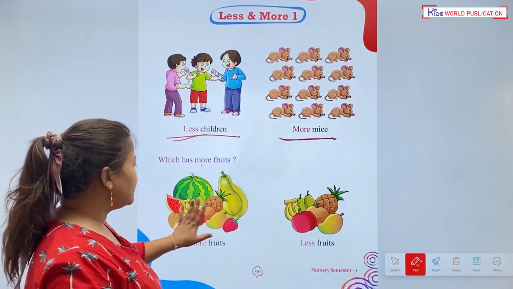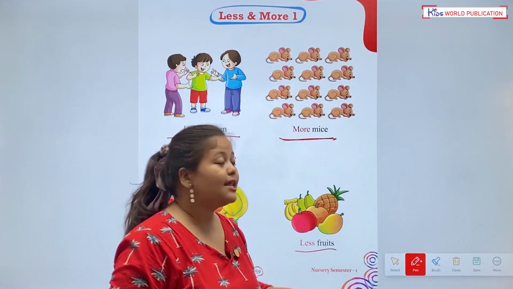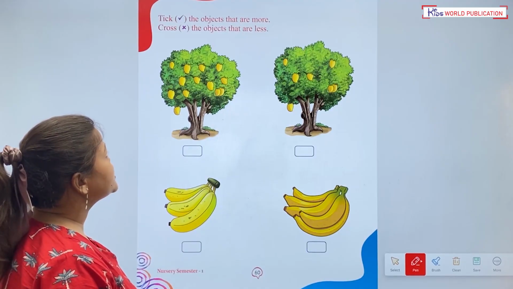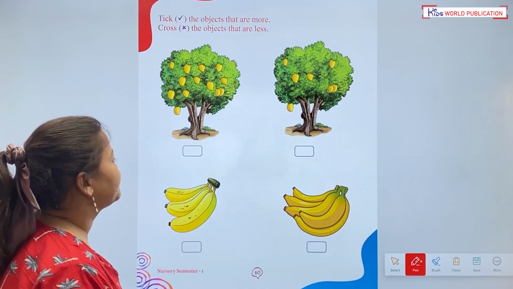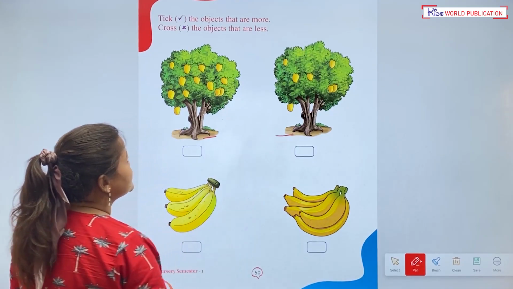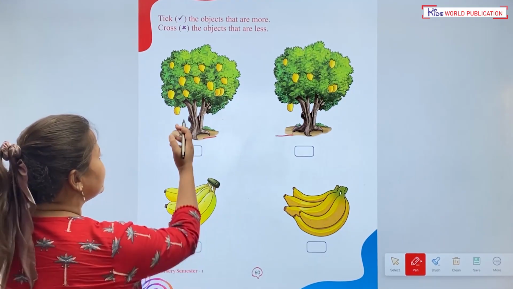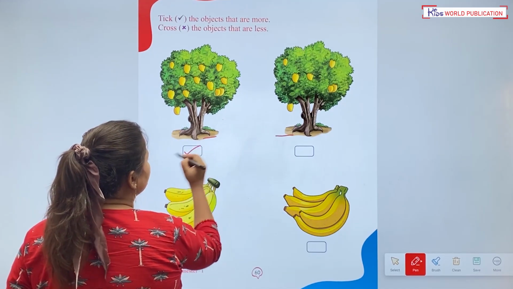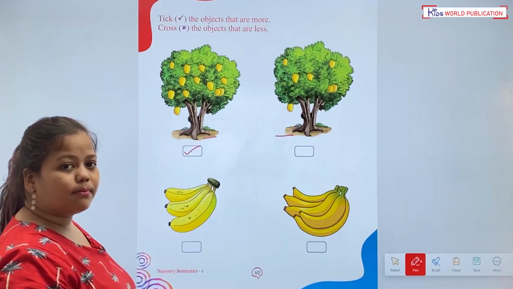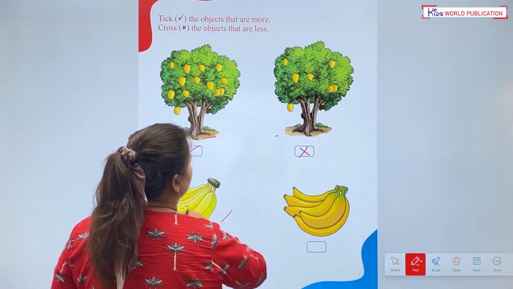In this picture, it has more fruits, and in this picture, it has less fruits. Take the object that are more, cross the object that are less. So, there are 2 mango trees. Which tree has more mangoes? This tree. So, we will tick the box. And which tree has less mangoes? This tree. So, we will cross the box.